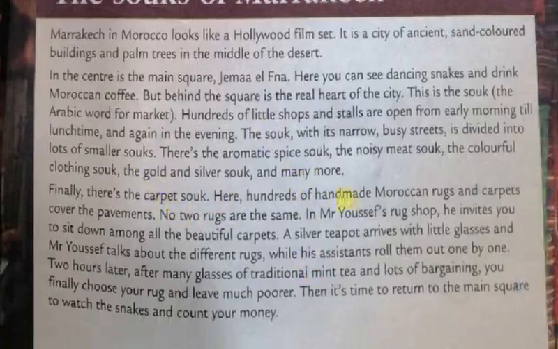Here hundreds of handmade Moroccan rugs, راح تلقي المئات من السجادات الصغيرة المصنوعة محليا, مصنوعة باليد في المغرب. And carpets cover the pavements, وتلقيها مغطاة، يعني باب المحل على الرصيف. No two rugs are the same, ما راح تلقي سجادتين بنفس الطراز، نفس النقشة أو نفس الصناعة.